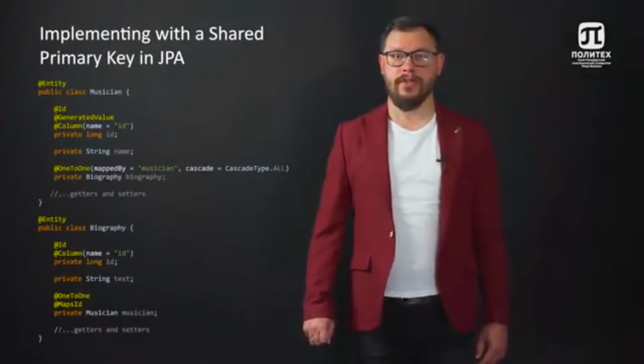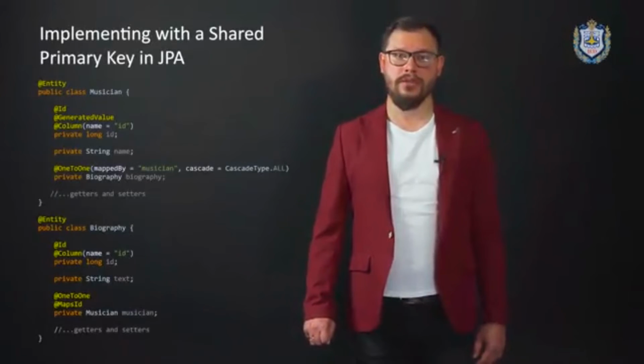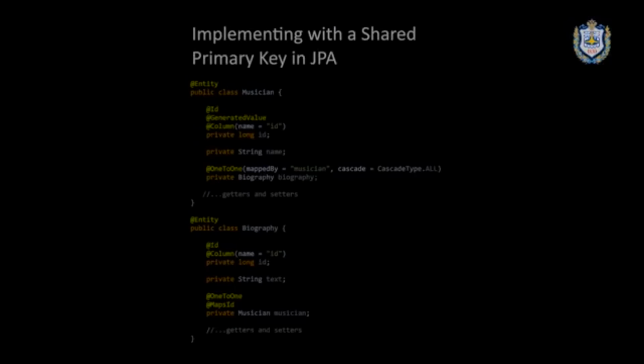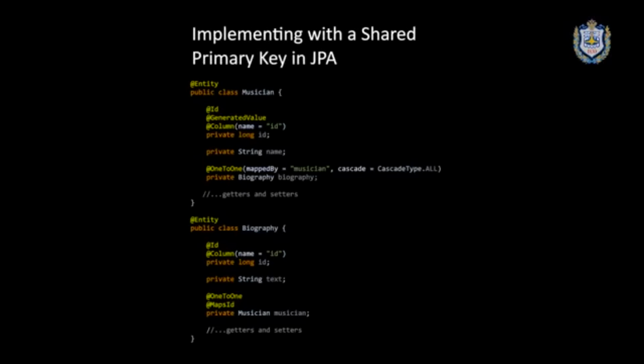Notice that our definitions change only slightly. The MapsId annotation tells Hibernate to use the ID column of address as both primary key and foreign key. Also notice that the ID column of the biography entity no longer uses the generated value annotation. The mappedBy attribute for the one-to-one annotation is now moved to the musician class since the foreign key is now present in the biography table.